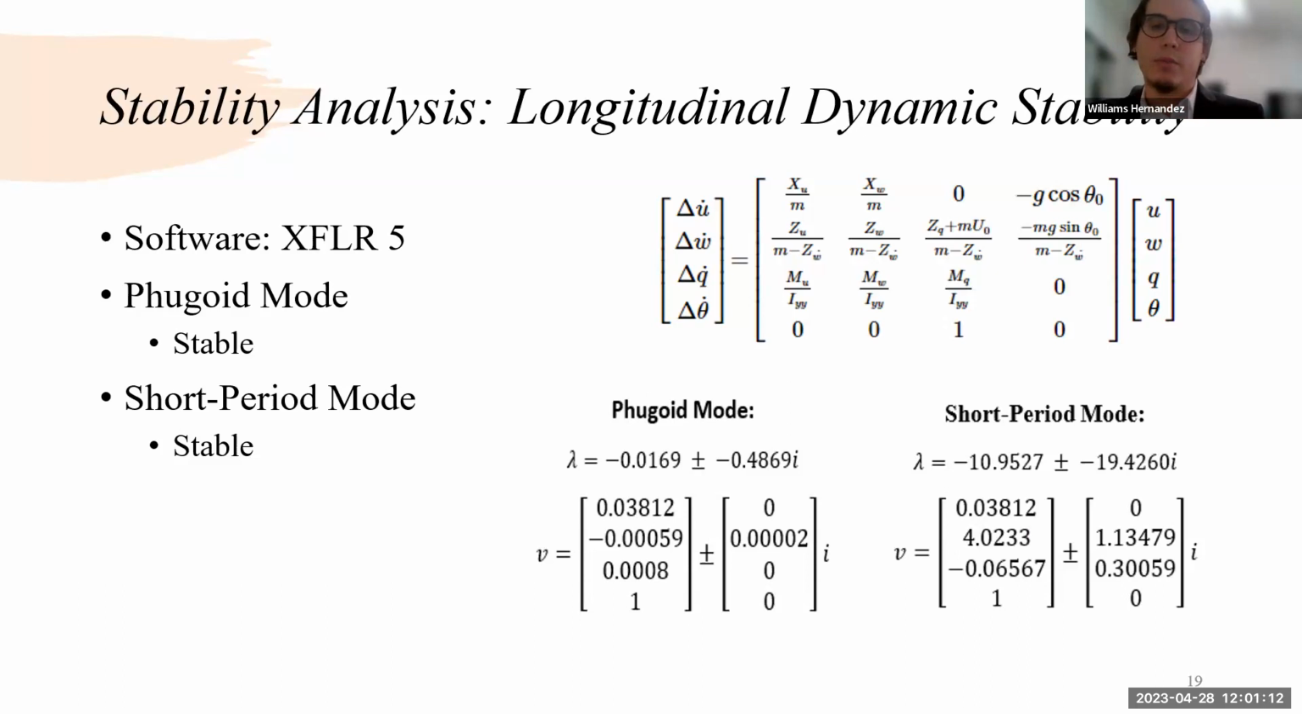And for the case of short period mode, this mode is characterized by the oscillation of pitch angle and acceleration in response to angle of attack. For this mode, an eigenvalue with a large negative real part is desired, which indicates that the oscillations decay over time. From the nature of our eigenvalues and eigenvectors for these modes, we can tell that our aircraft is dynamically stable when it comes to the longitudinal case. Next slide, please.